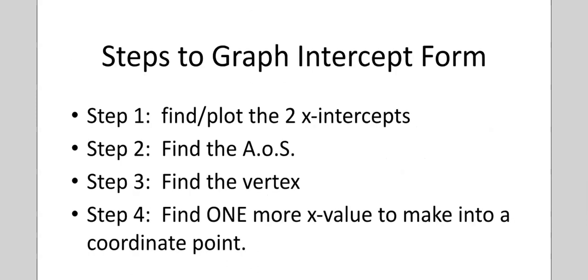So, how do you do this? You find and plot the two x-intercepts. You find the axis of symmetry. And you find the vertex. Then you find one more x value to make it into a coordinate point.